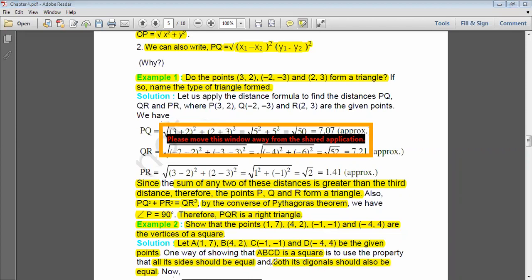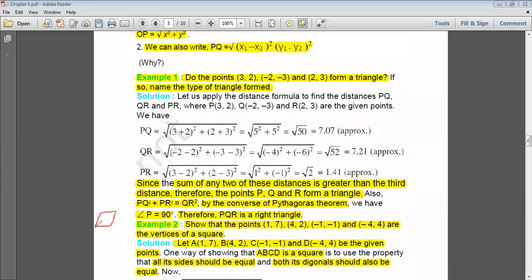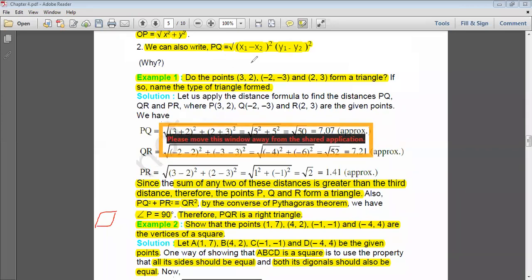No, sir. It will be a rhombus then. Yes, then it will be a rhombus. Its diagonals should be equal. Very good. If we are only considering the side measurements, it could be a rhombus. So in order to avoid that, we are also checking that both its diagonals should be equal. Sir, do the diagonals of a square bisect each other? Yes.